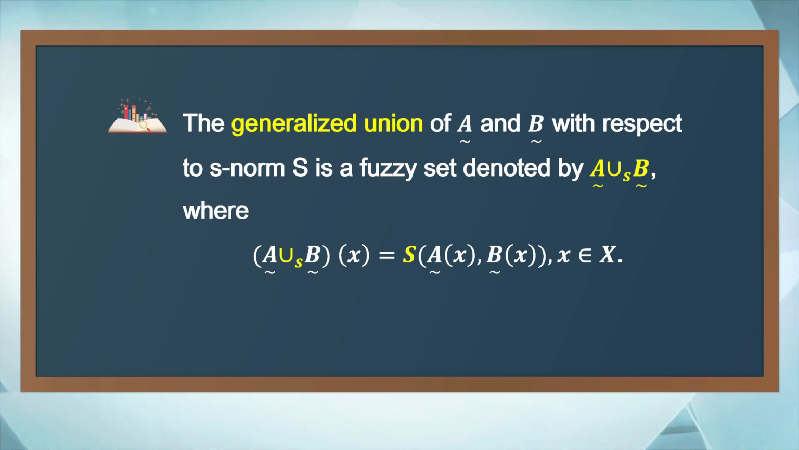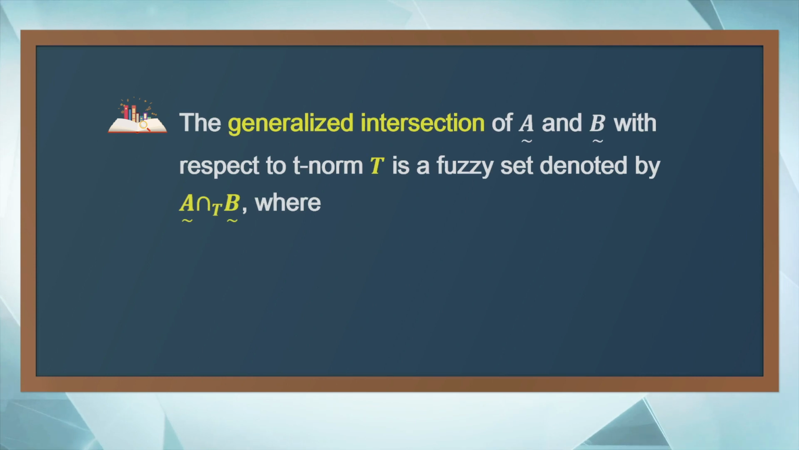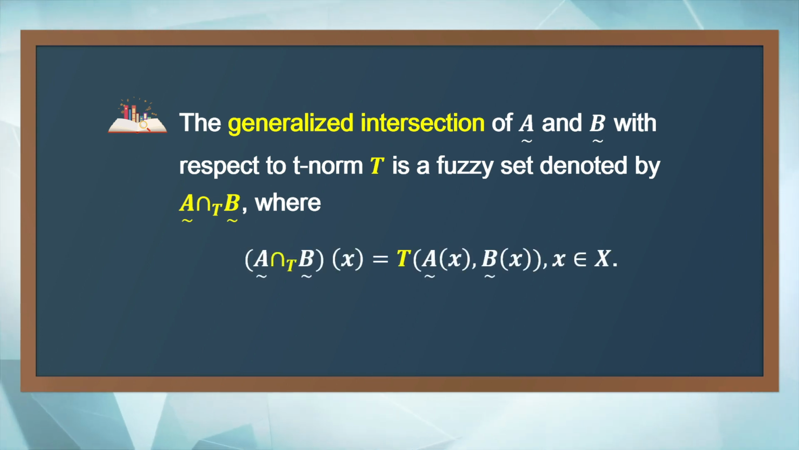The degree of membership of element x in the generalized union is S of A of x and B of x. The generalized intersection of A and B with respect to t-norm T is a fuzzy set denoted by this notation, where the membership function is as follows. The degree of membership of element x in the generalized intersection is T of A of x and B of x.